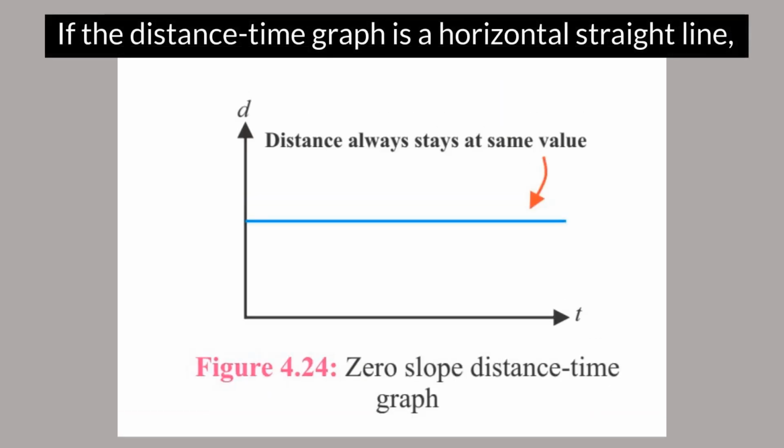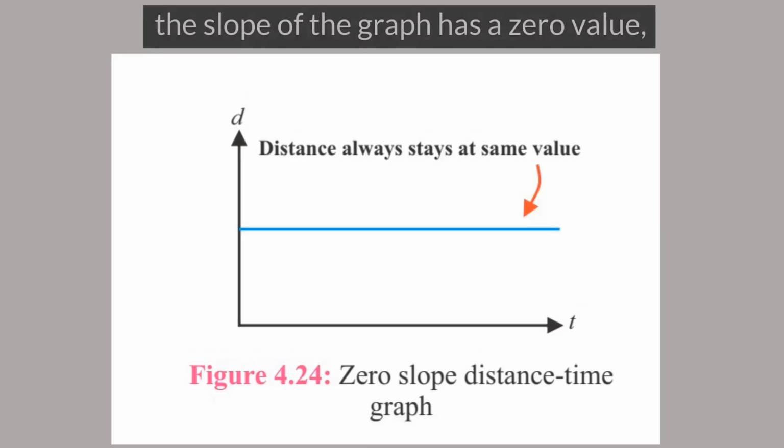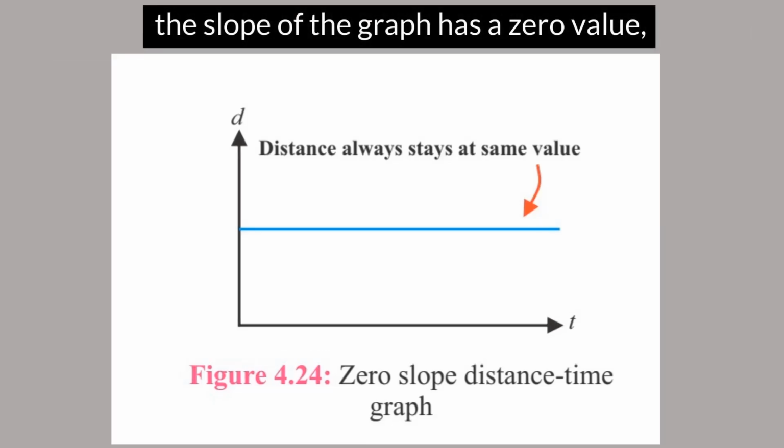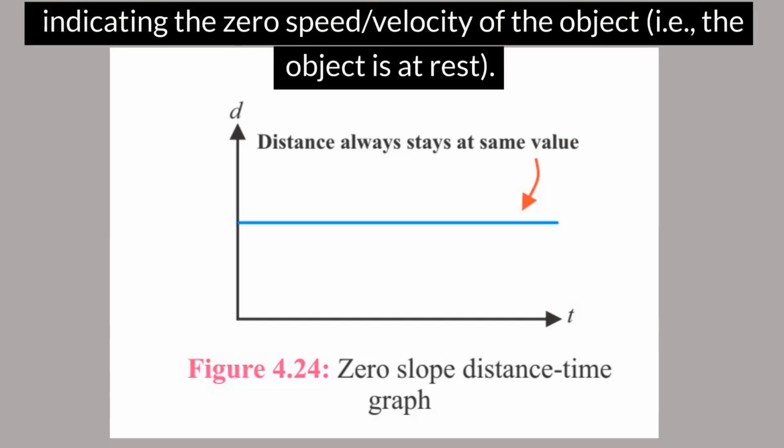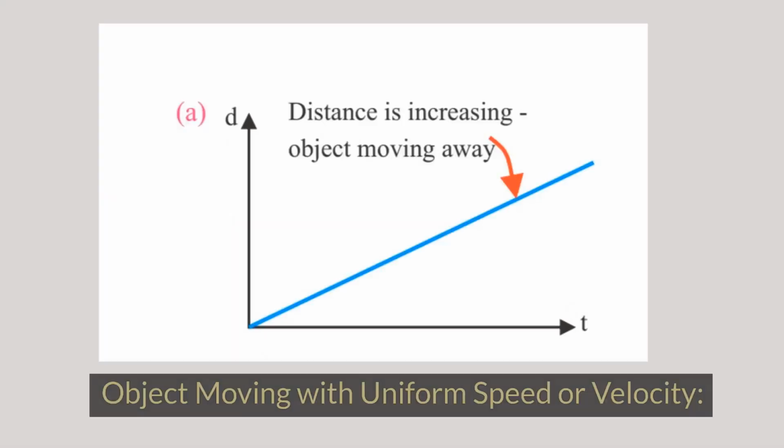Object at rest. If the distance time graph is a horizontal straight line, the slope of the graph has a zero value, indicating the zero speed or velocity of the object, that is, the object is at rest.